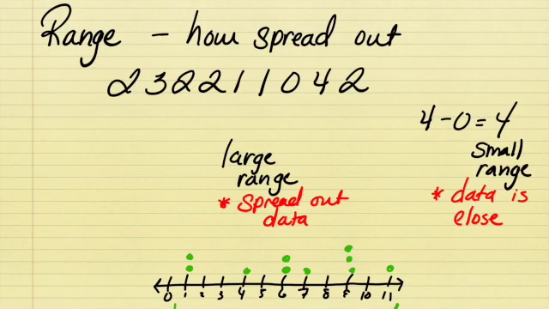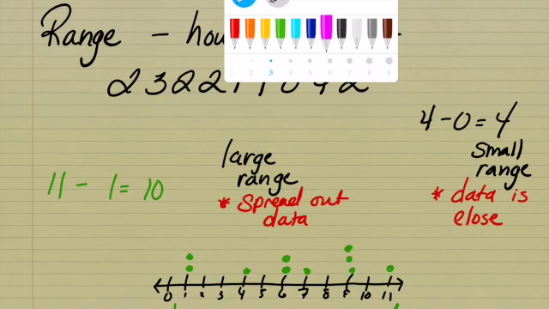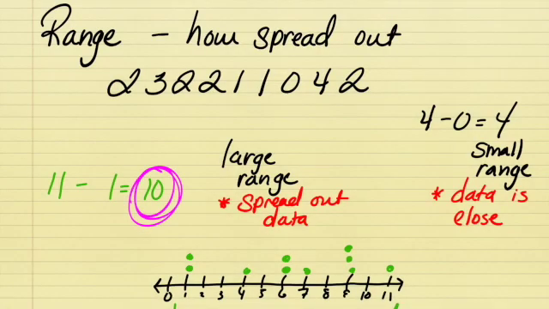The smallest number here was a 1, and the biggest number here was an 11. And 11 minus 1 is 10. And that is a much bigger number than 4. So a larger range means that your data is very spread out. And a smaller range means that your data is closer together.